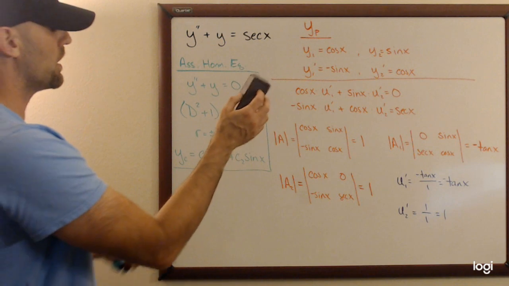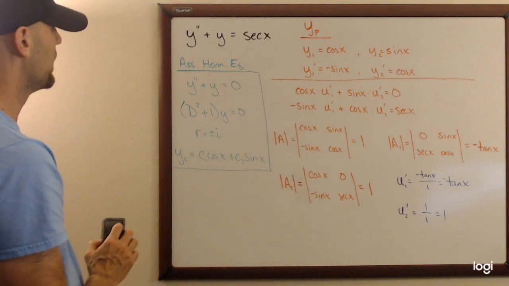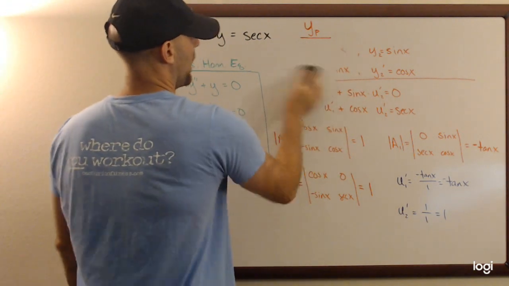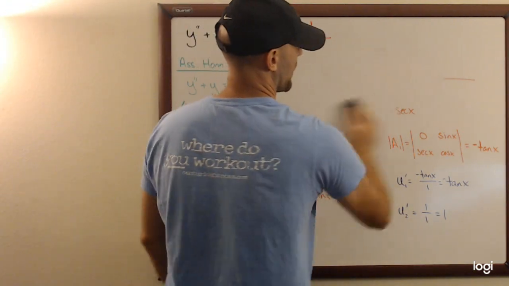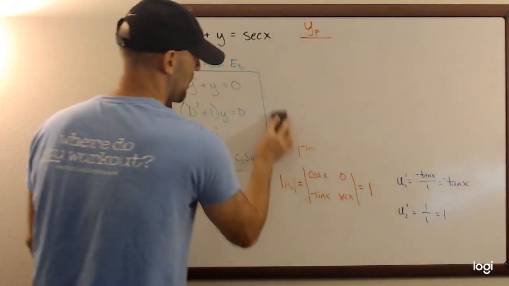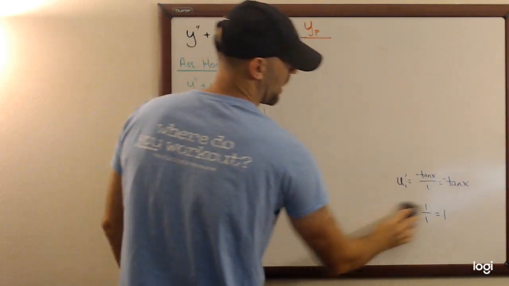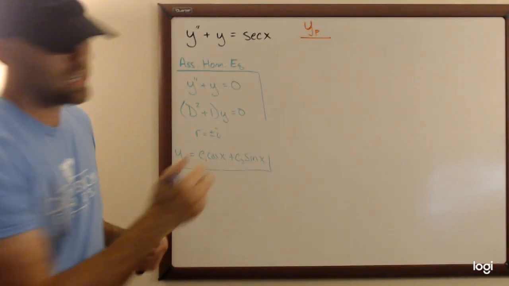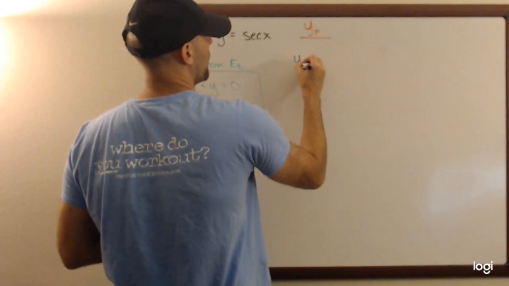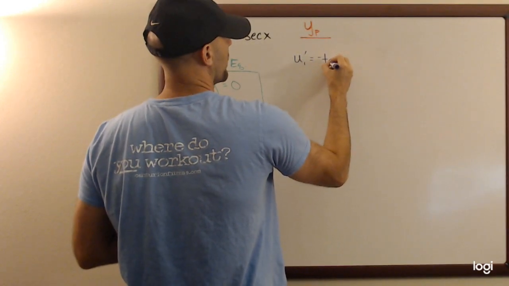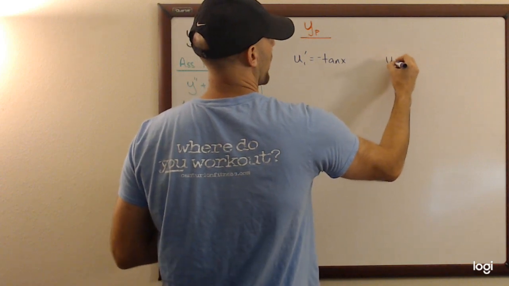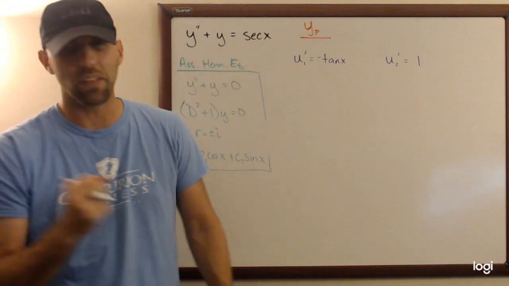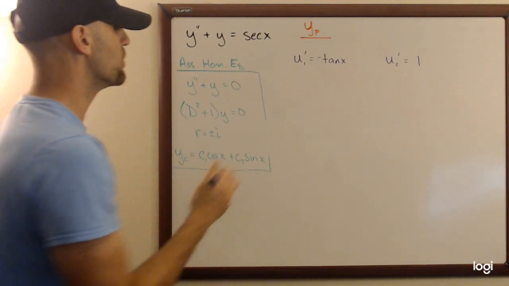I got to erase some of this stuff. Okay, well, I'm going to erase this part here. I'm just going to recopy u1 prime and u2 prime now that we found them. So u1 prime is equal to negative tangent x, and u2 prime is equal to, well, 1. Okay, so I'm just going to integrate these in order to find u1 and u2.